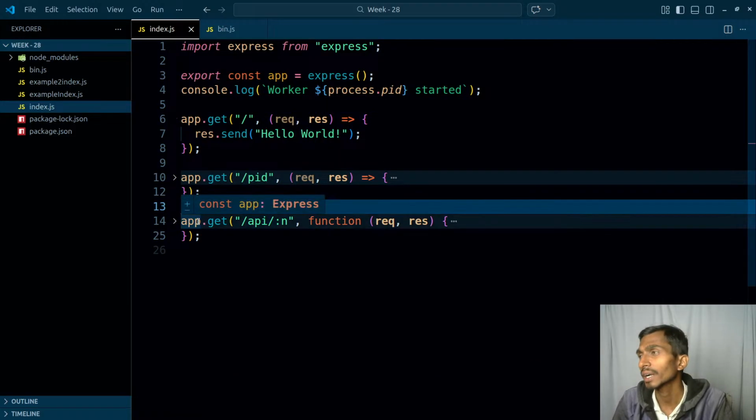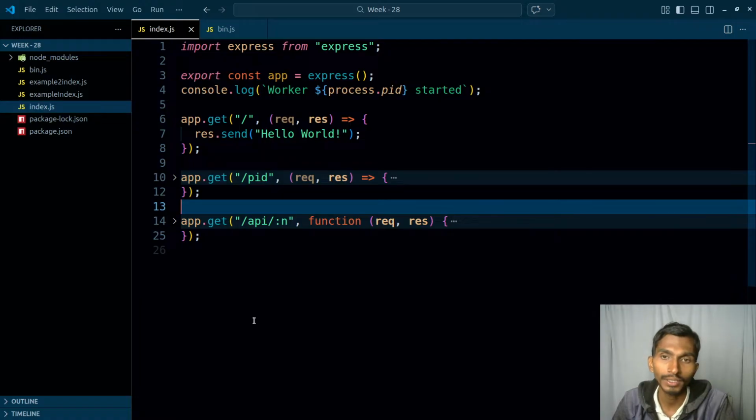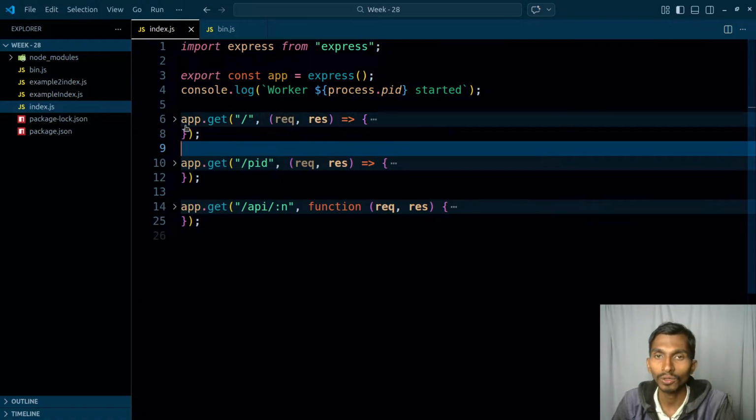and this is how you can implement fork-style threading in JS, because JavaScript is a single-threaded language, it's not multi-threaded. So using clusters, this particular functionality can be achieved. This is the first thing.